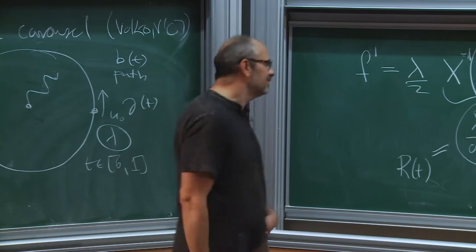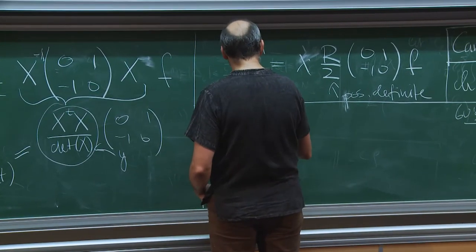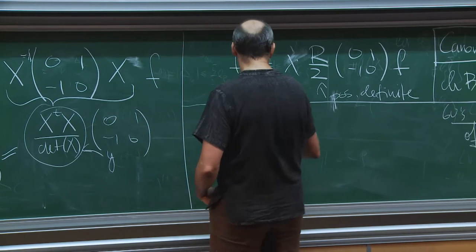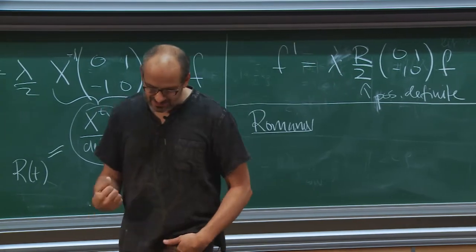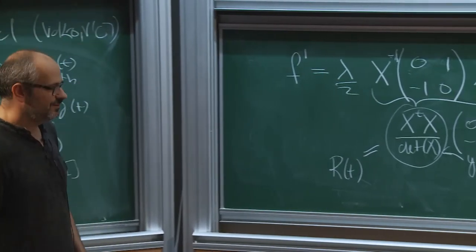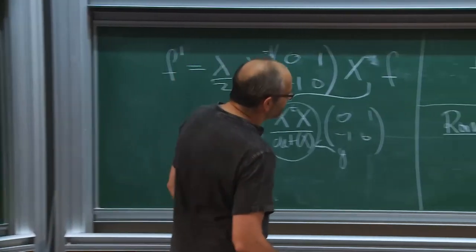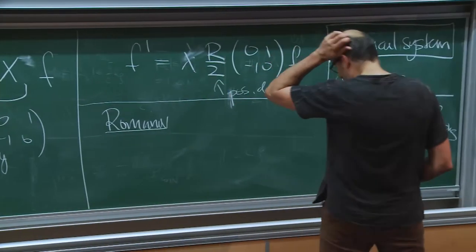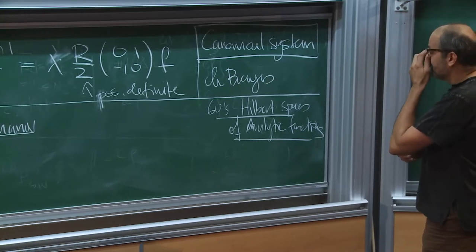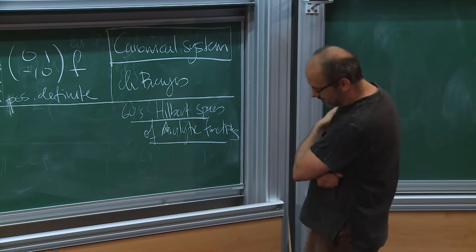And actually, if you want to learn about canonical systems, there is a beautiful, very recent review by Romanov, which basically takes de Branges's book and explains it to people who have finite patience. So this is a canonical system, and what did de Branges use a canonical system for?